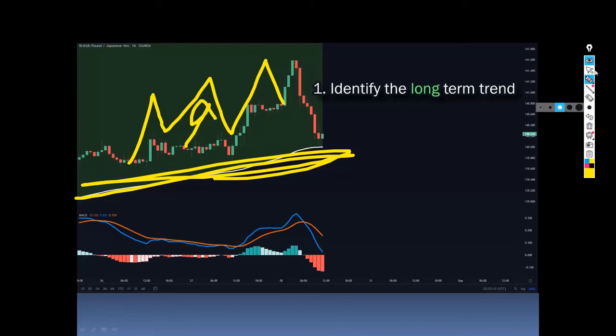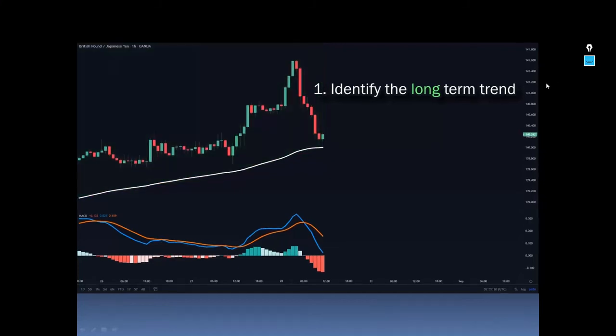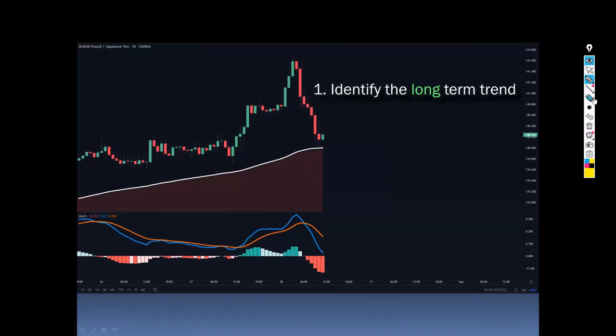And if the price is below the 100 EMA, here it's going to be our downtrend. This is going to be a downtrend move. That's what you're going to identify first of all.